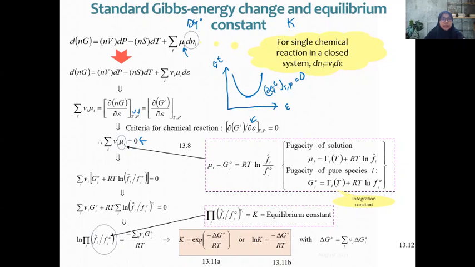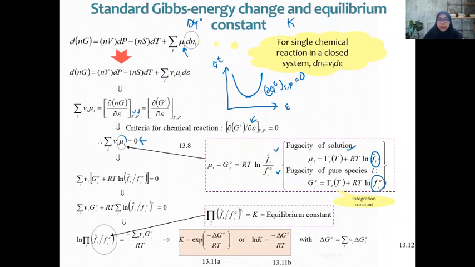Okay, so the next step is to replace this chemical potential by introducing the fugacity, since the chemical potential is not a convenient mathematical expression. By replacing this chemical potential, we have this correlation with the fugacity in solution. The chemical potential equals the integration constant at constant temperature plus RT ln the fugacity in the solution, and also relates to the fugacity in the pure species.